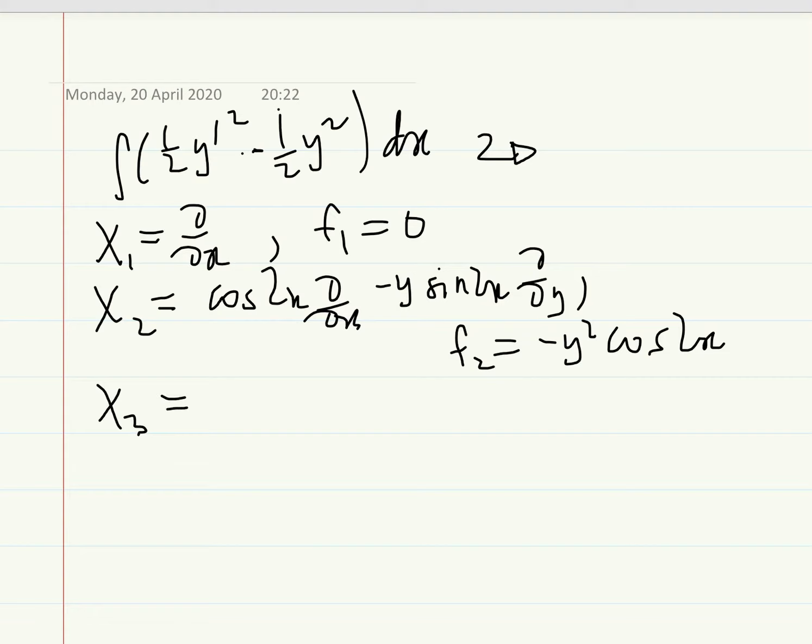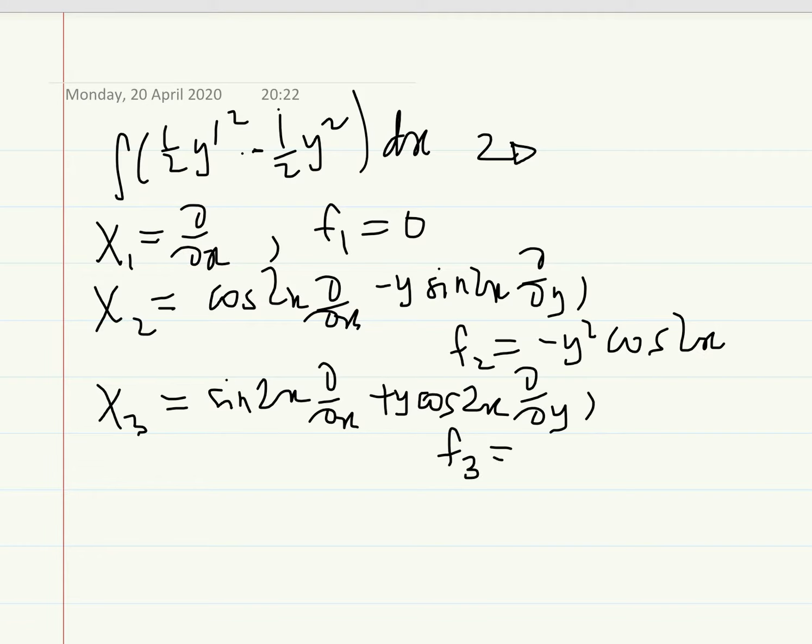then x3, which is similar to x2, is sine 2x d dx plus y cos 2x d dy. This you would have got if you put c equal to 1 and the rest equal to 0, and the corresponding gauge term f would be minus y squared sine 2x.